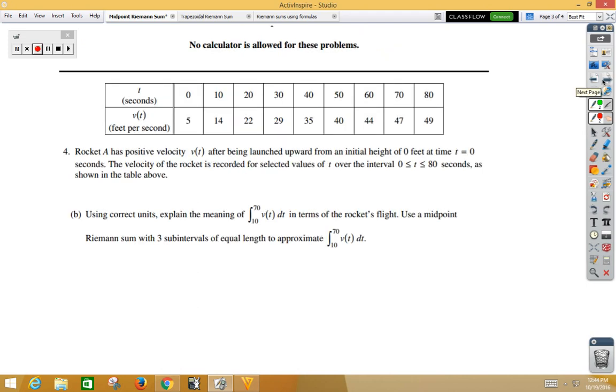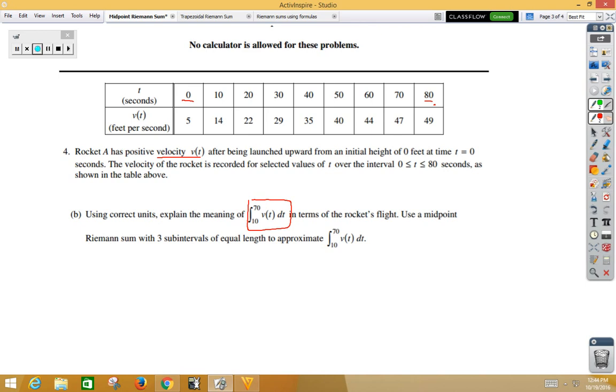Take a moment and read the question. Thank you for reading the question. So this time the topic is a rocket with velocity. So now we're thinking in terms of velocity. And notice the table goes from 0 to 80, but our question is from 10 to 70. So they're trying to trick us right off the bat.